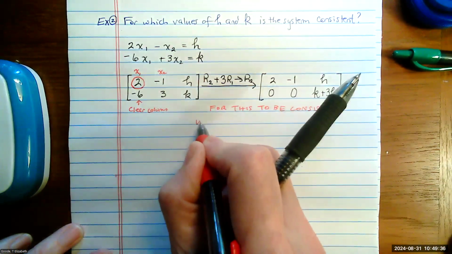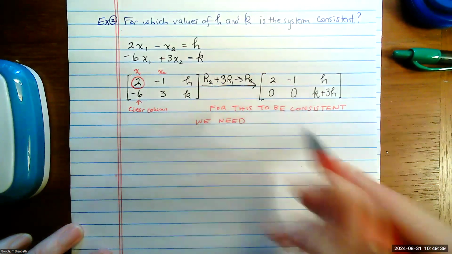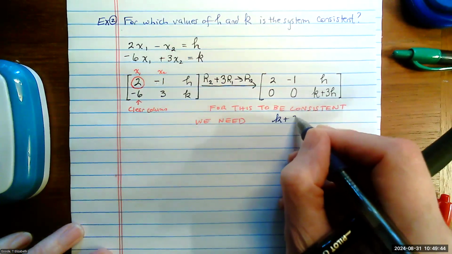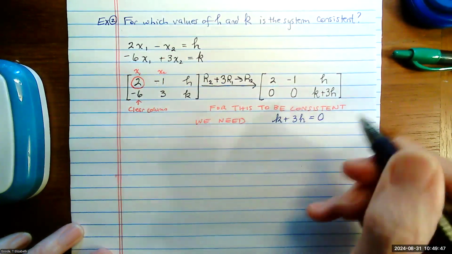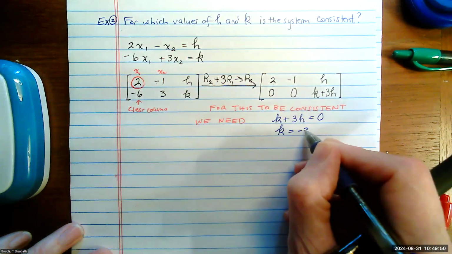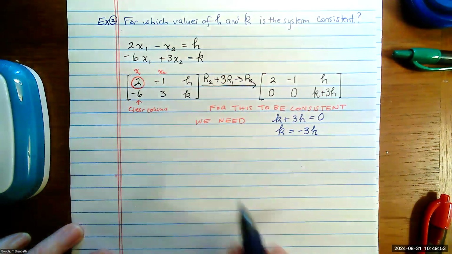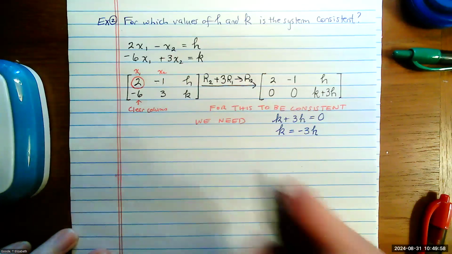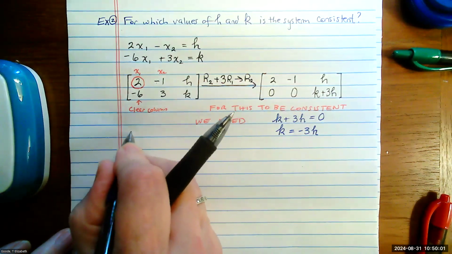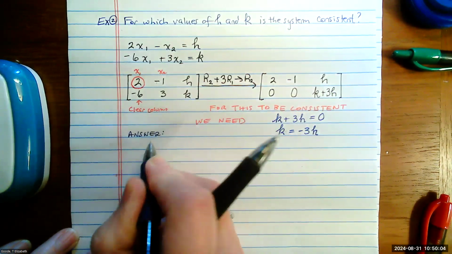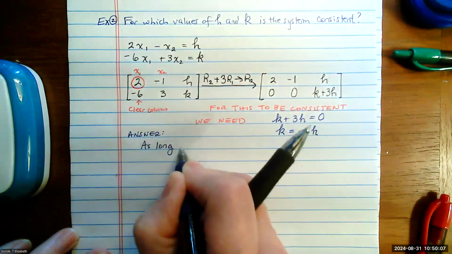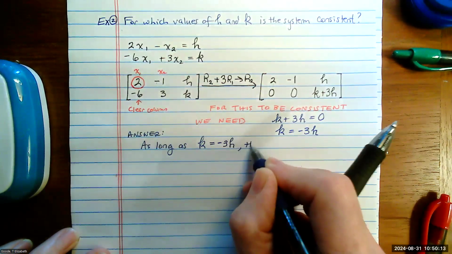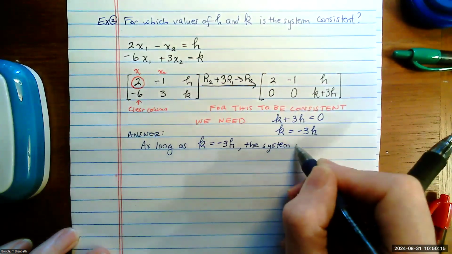what do we need? We need this to be a 0. So we need k plus 3h to equal 0. In other words, k needs to be -3 times whatever h is. Okay? So, to answer the question, as long as k is equal to -3h, the system will be consistent.